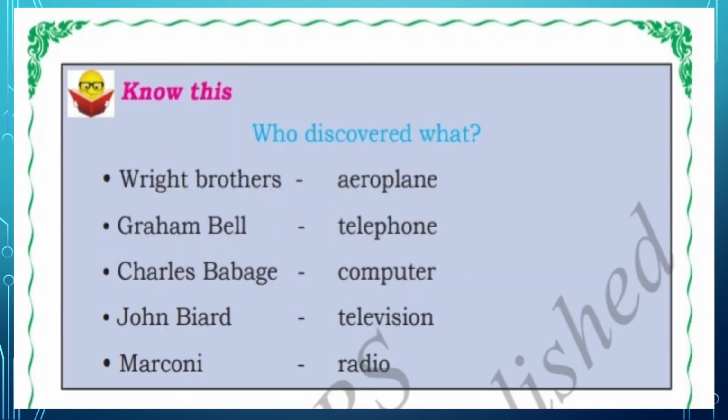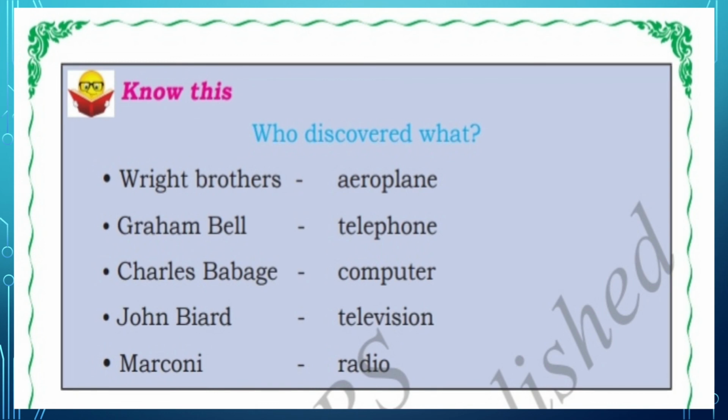Let's see the next. Know this. Who discovered what? Like what thing was invented or discovered by whom? Wright brothers, airplane. We say the fastest transporting mode is airways, that is aeroplane. Who invented that? Wright brothers. Graham Bell, telephone. It is the telephone with the help of which we speak from one place to another. Within a short time, we can speak and give information. That telephone was discovered by Graham Bell.